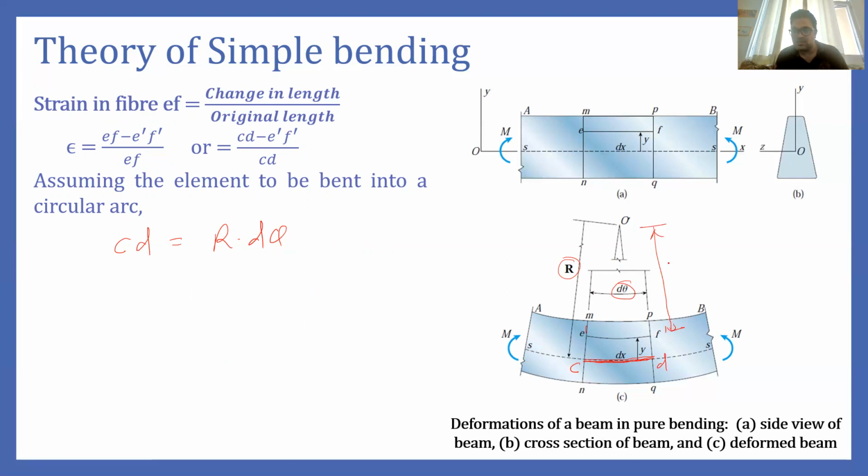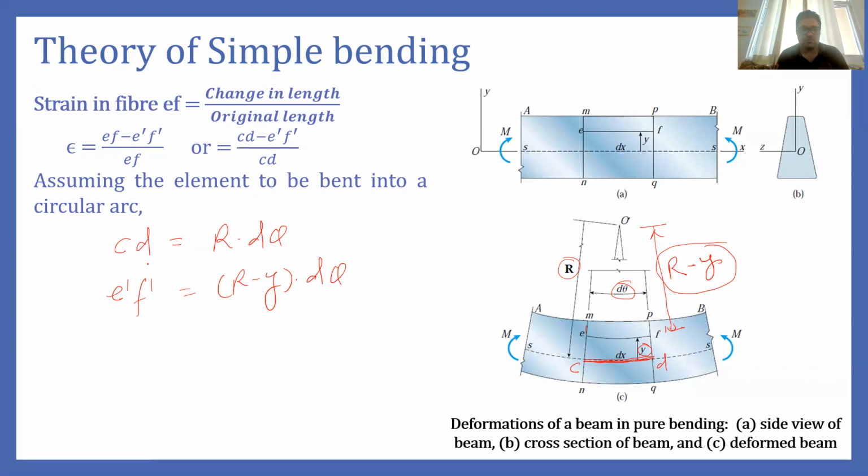So this length will be r minus y. Now this fiber EF is at distance y from the neutral axis. So this radius of curvature becomes r minus y at the E dash F dash level. So we can write E dash F dash as r minus y into d theta.